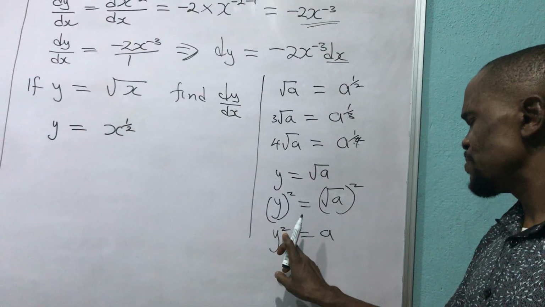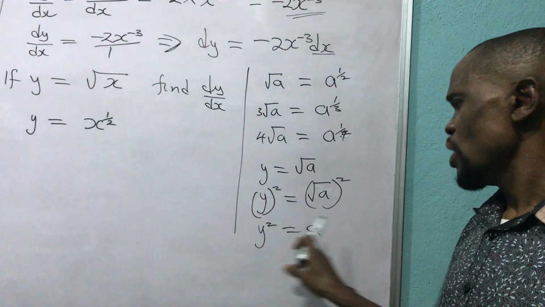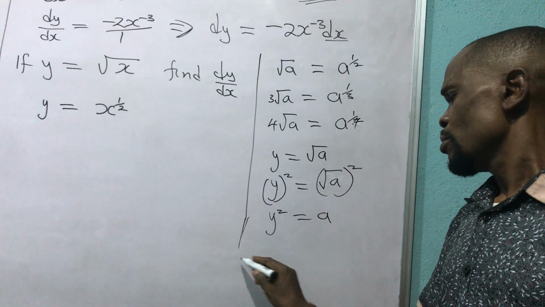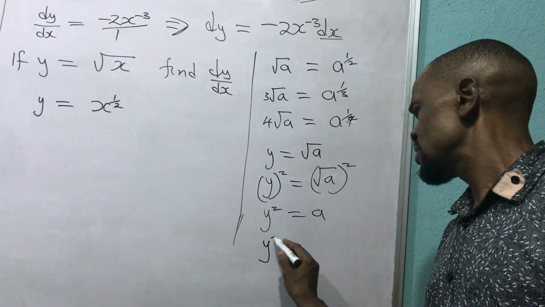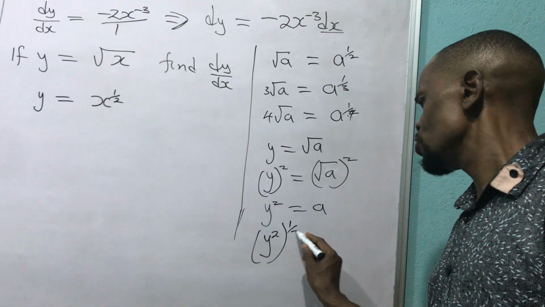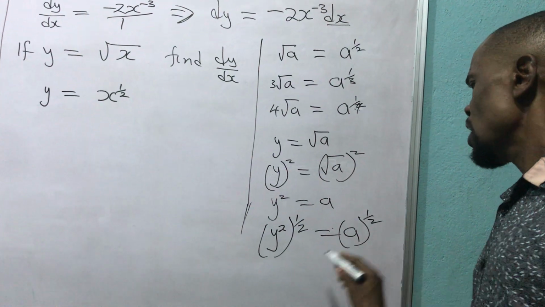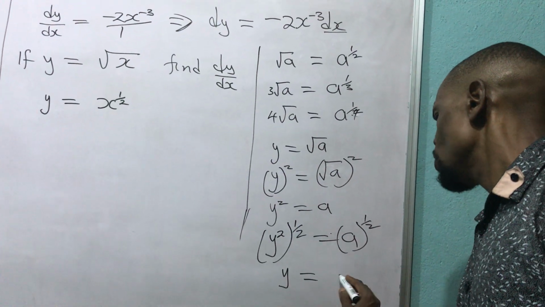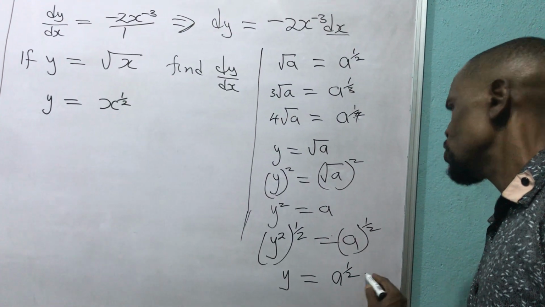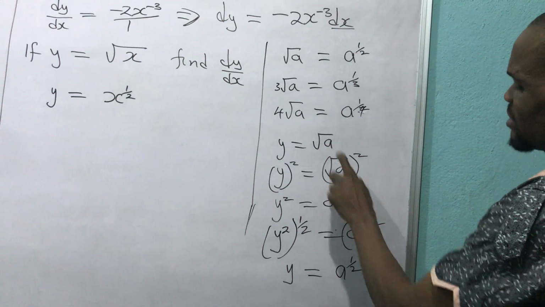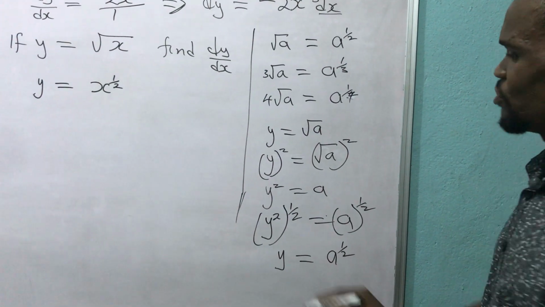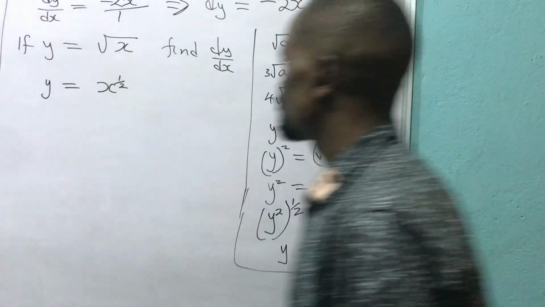Then to clear this, I have to power this by 1 over 2 and this by 1 over 2, and I will have that y is equal to a raised to the power 1 over 2. That means that if I have this, I can convert it to this. So note it now. Let's move.